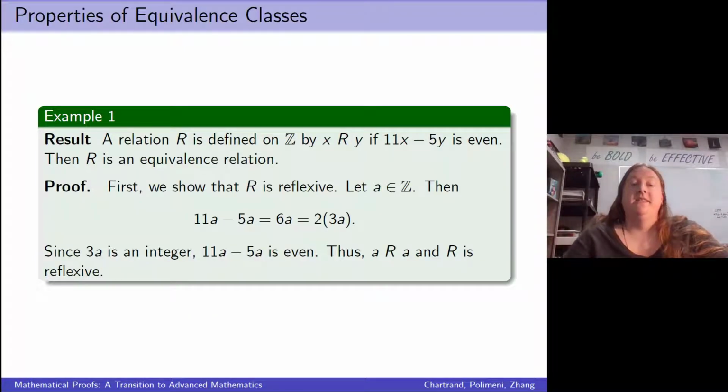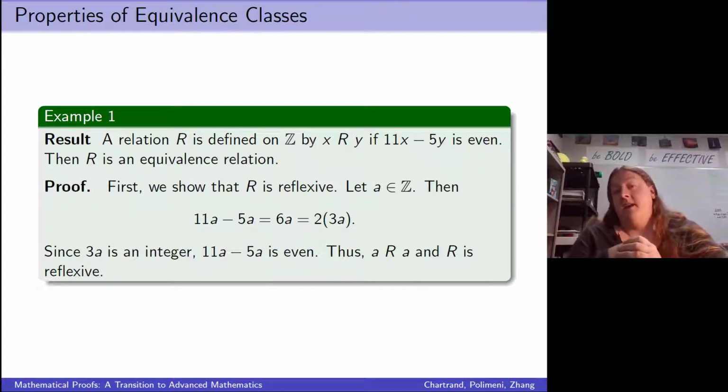Let's take a look at an example. So I want to show that when I define a relation R on the integers by x is related to y if 11x minus 5y is even, then R is an equivalence relation. So we need to show that R is reflexive, we need to show that R is symmetric, and we need to show that R is transitive. So we'll start with reflexive.